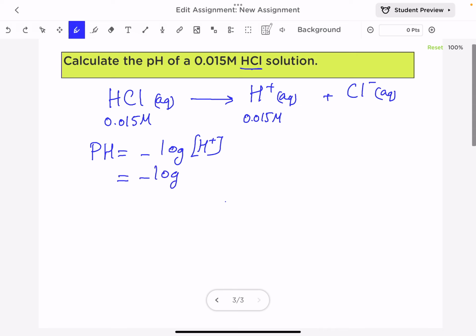So minus log of 0.15, and the answer would be 1.82, the pH, which is clearly less than 7, a very low pH, showing that this is an acidic solution.